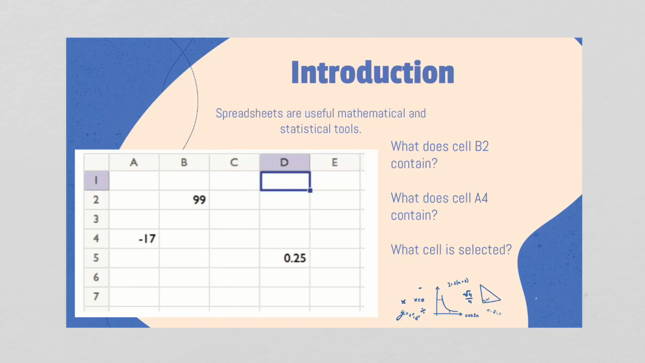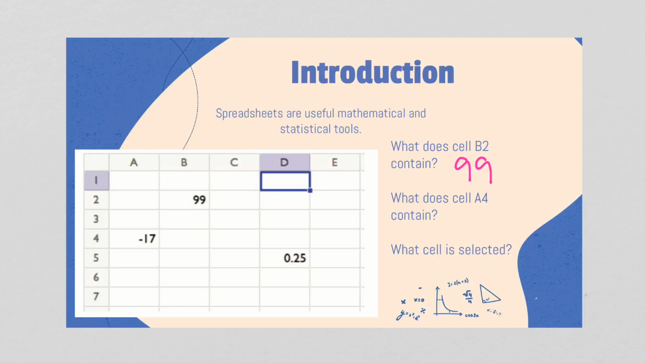All right, our introduction. I'm going to go through and show you guys things first instead of having that kind of be at the end. So, spreadsheets are useful mathematical and statistical tools. So first, let's look at what cell B2 contains. To find B2, we're going to go across to B and down to 2. So cell B2 contains 99.